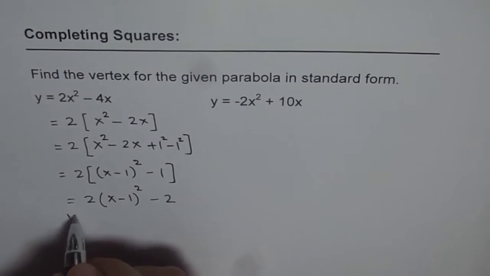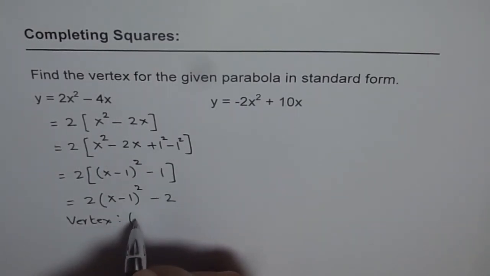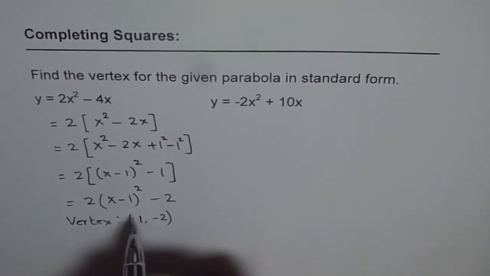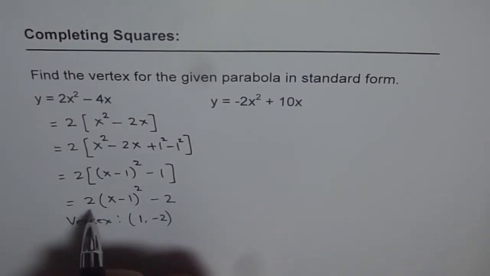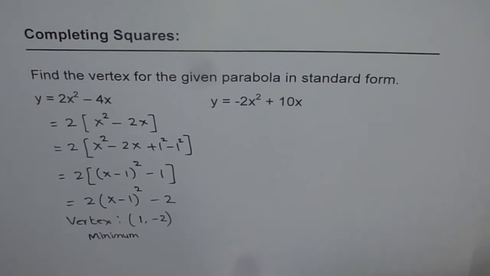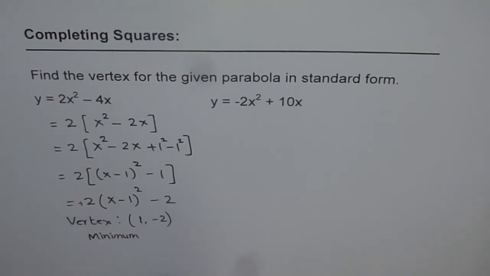Now from here we can say the vertex is at minus minus 1, which means 1, and minus 2, right? At x equals 1. Now since this parabola opens upwards, we have a minimum at this value, right? As you can see, since this is positive, we have a positive leading coefficient. It opens upward, so we have a minimum. So the parabola is going up.